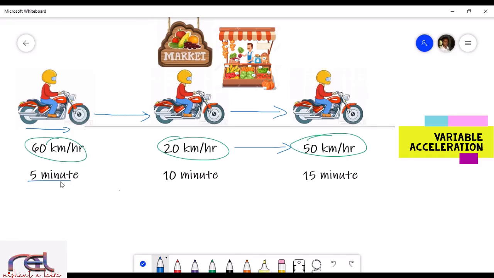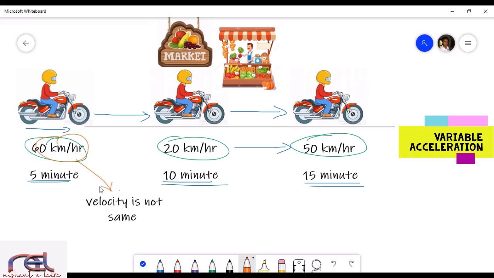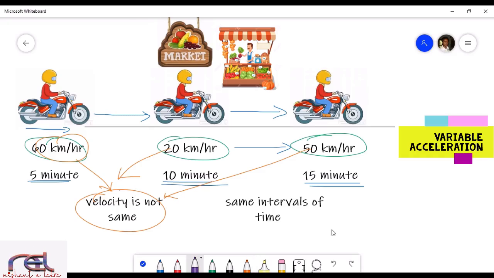You see the time here, 5 minutes, 10 minutes and 15 minutes. These are the times in which he changes his acceleration. Right? Now velocity is not same. You see in the first instance 60 km per hour, second instance 20 and third 50. Velocity is not same. But what is same here? Same intervals of time. At 5 minutes he was traveling at 60 km, then 10 minutes, then 15 minutes. You see that the time interval is same. 5 minutes is the difference.